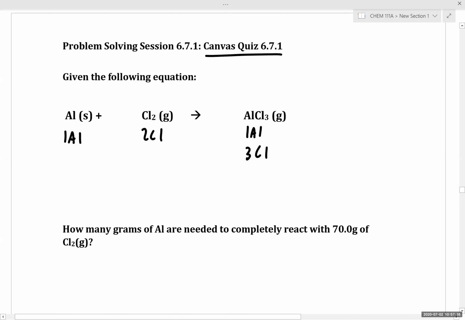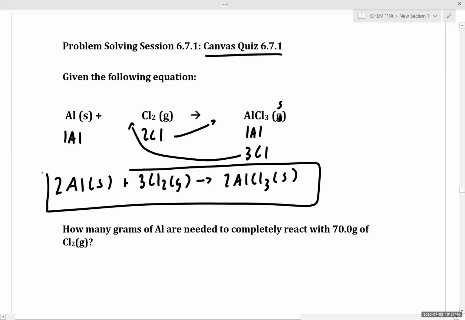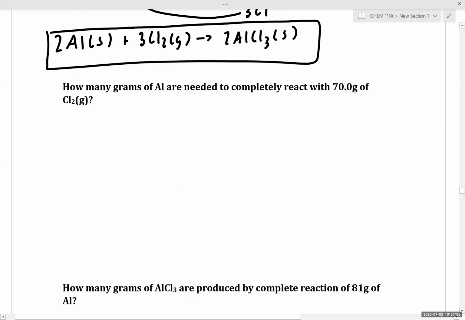Okay, so to balance out chlorine, we're going to use the least common multiple rule, and that gives us aluminum solid plus 3 chlorine leads to 2 aluminum chloride. Oops, that should be a solid. Okay, now that we have 2 aluminums on the right, we need 2 aluminums on the left. And now our equation is fully balanced. So let's take another 3 to 4 minutes and focus on completing the calculations for this problem.